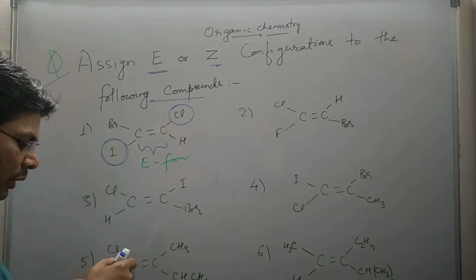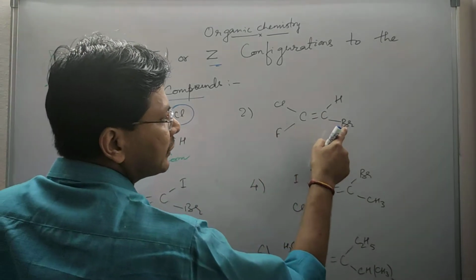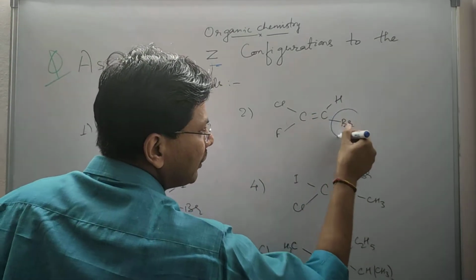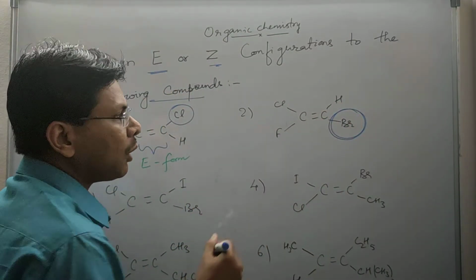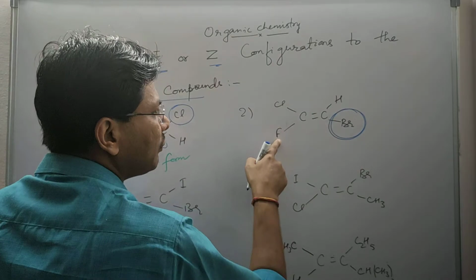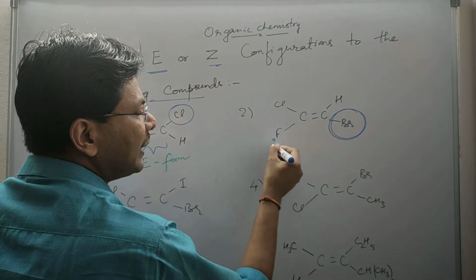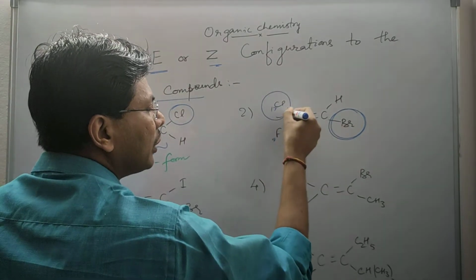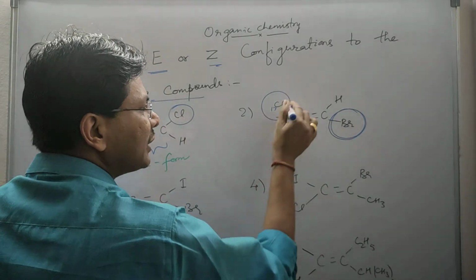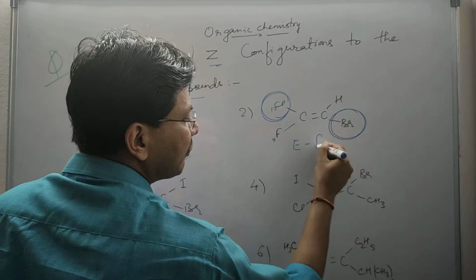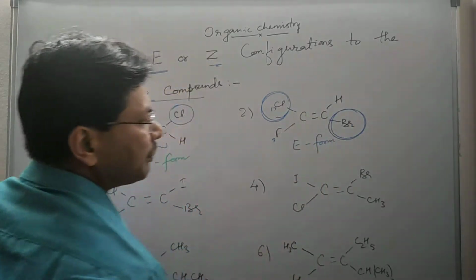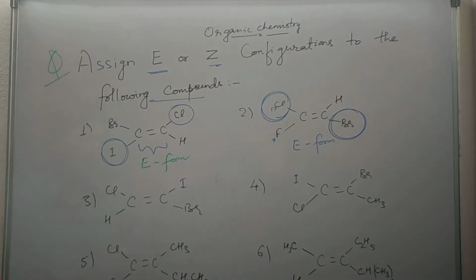Let's look at the next question. Out of hydrogen and bromine, bromine will be given the priority on the basis of its atomic number. Now coming to chlorine and fluorine, fluorine is 9, chlorine is 17. So priority is given to chlorine. These two are opposite, so it is E form. Now moving to question number 3.